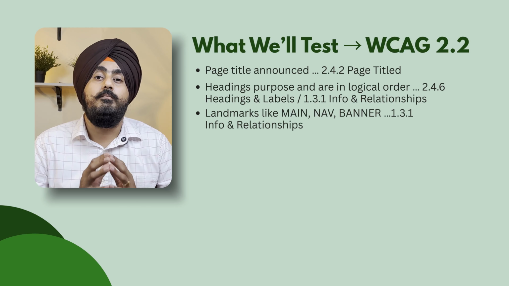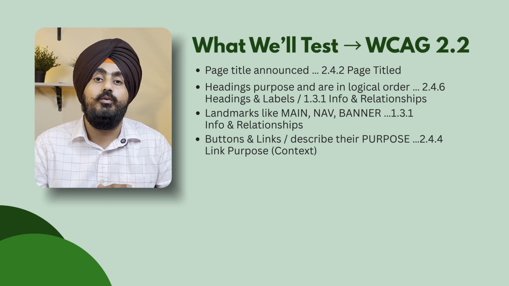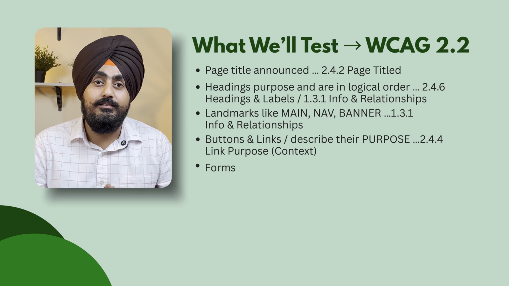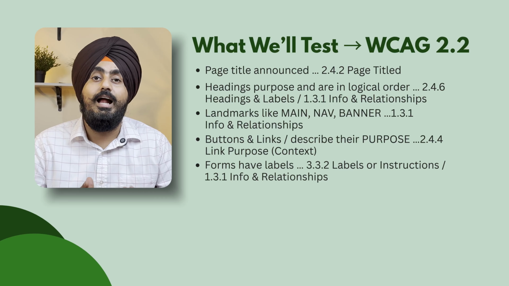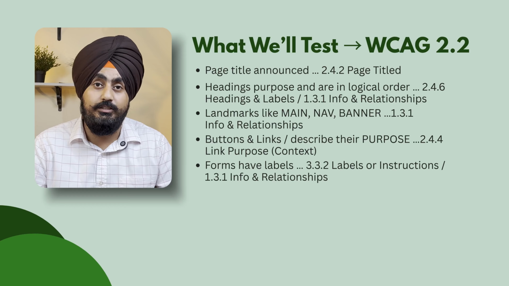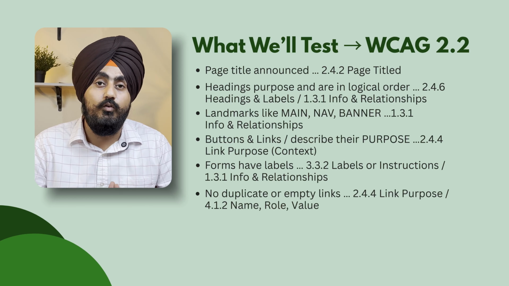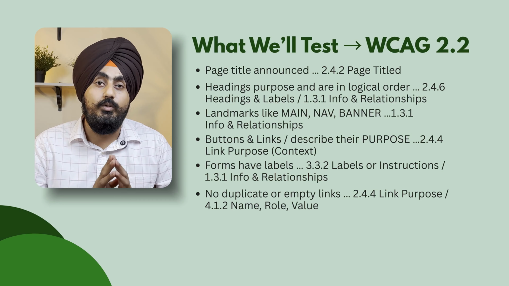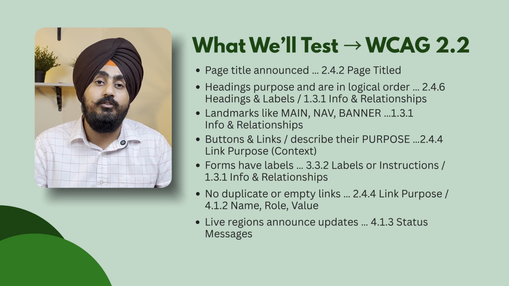We will also validate buttons and links. Are they describing their purpose under 2.4.4 link purpose in context? Do our forms have labels under 3.3.2 labels or instructions and 1.3.1 information and relationships? We will also check for no duplicate or empty links under 2.4.4 link purpose and 4.1.2 name, role, and value. And we will end the session with live region announcement updates for 4.1.3 status messages. This is what makes screen reader testing a game changer. It's not guesswork.